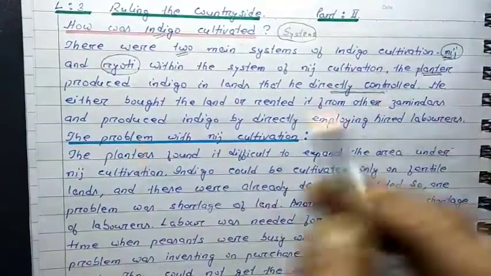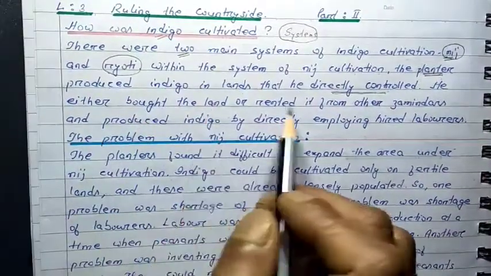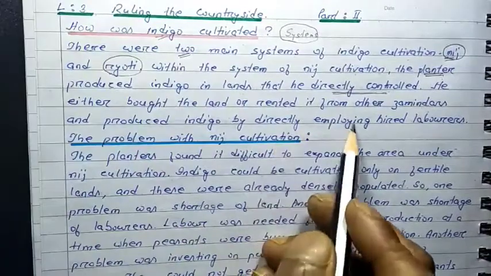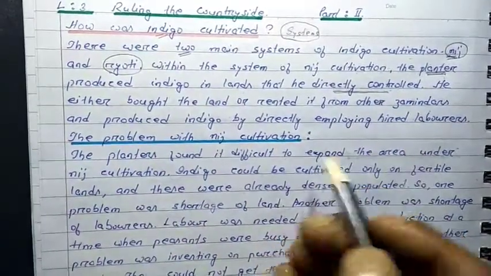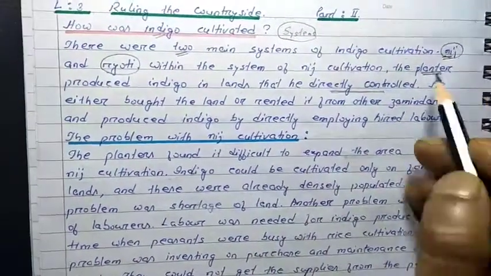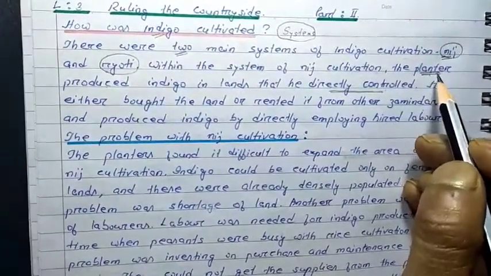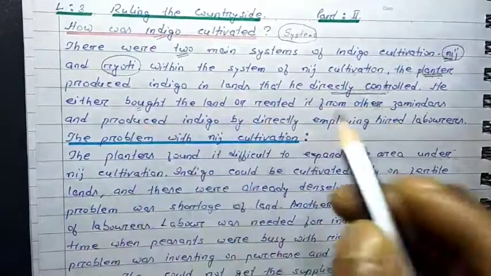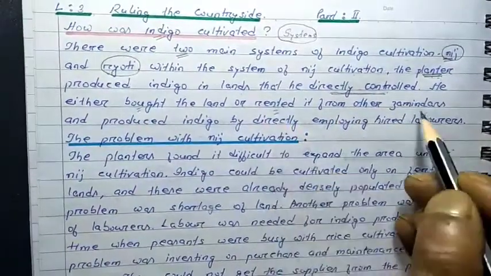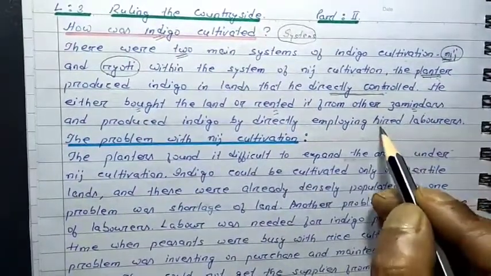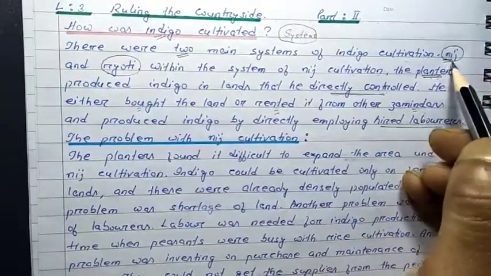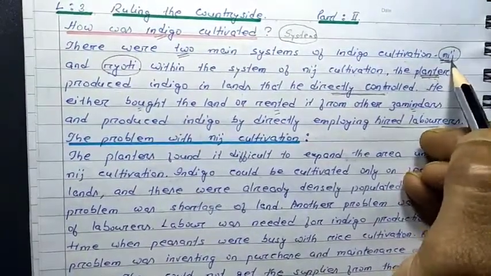In this system, either he bought the land or rented it from other zamindars and produced indigo by directly employing hired laborers. It means, under the nij cultivation, if the planters did not have land, they would either buy it or rent it from other zamindars, and then they would employ hired laborers and cultivate indigo. That's the meaning of nij cultivation.